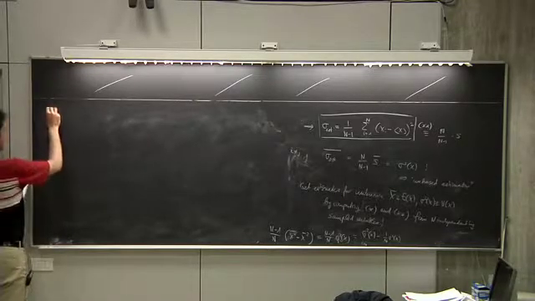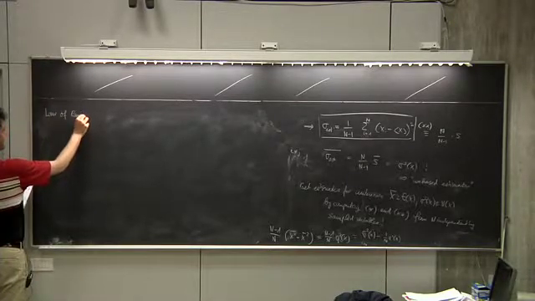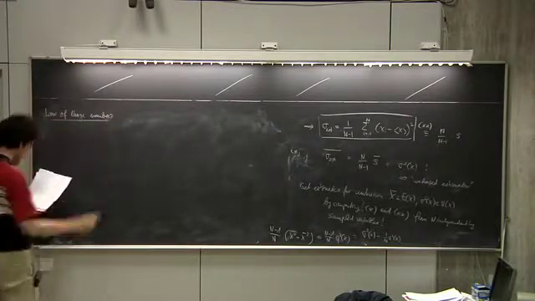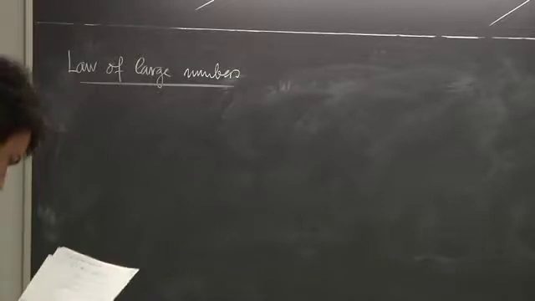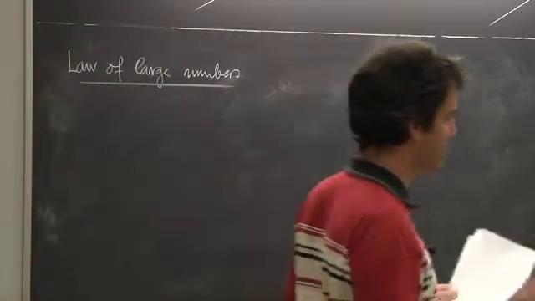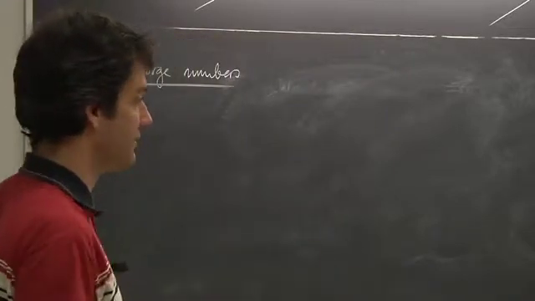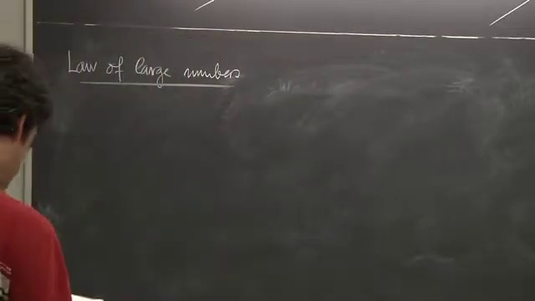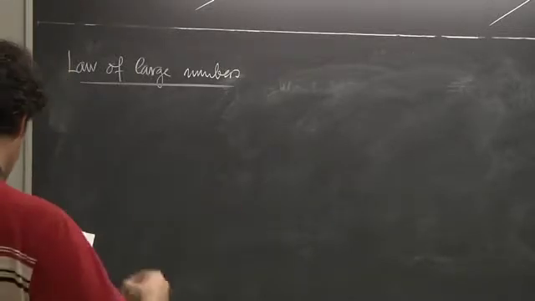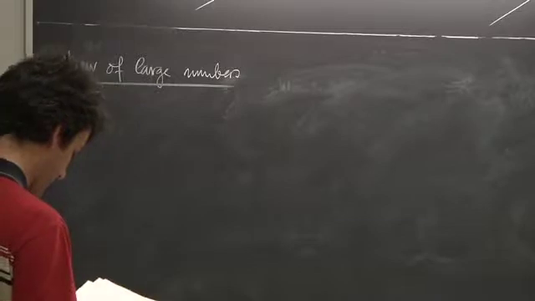So let me tell you about the law of large numbers now, which is a very simple statement, and we shouldn't spend much time on it. It just tells you that whatever your distribution is, if you measure enough times, then you will get a good estimate for the average. This is very easy to prove, and sometimes people refer to it as the law of large numbers.